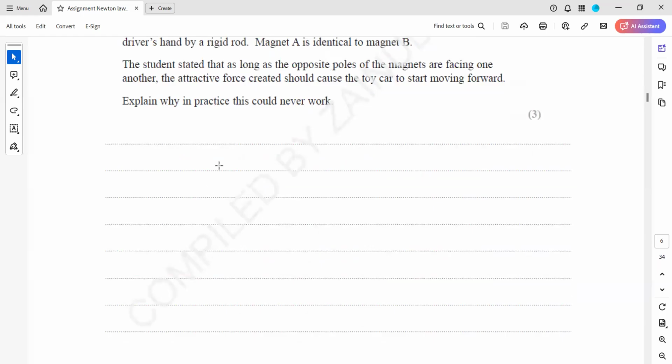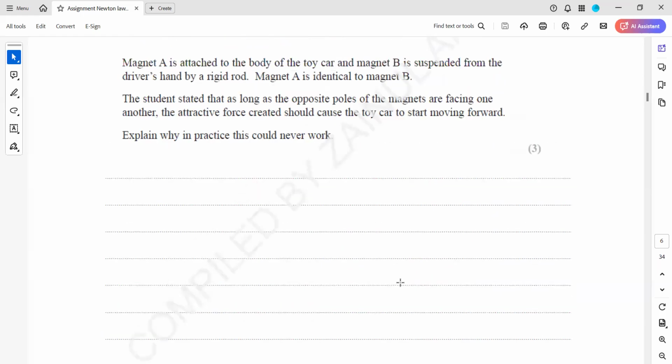So why in practice could this never work? The points we will mention: why in practice this will never work is because, according to Newton's third law, action and reaction forces are equal but opposite in direction.